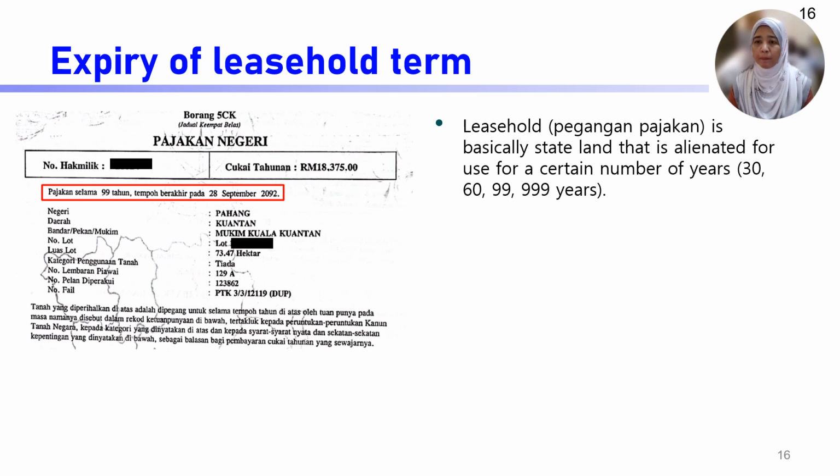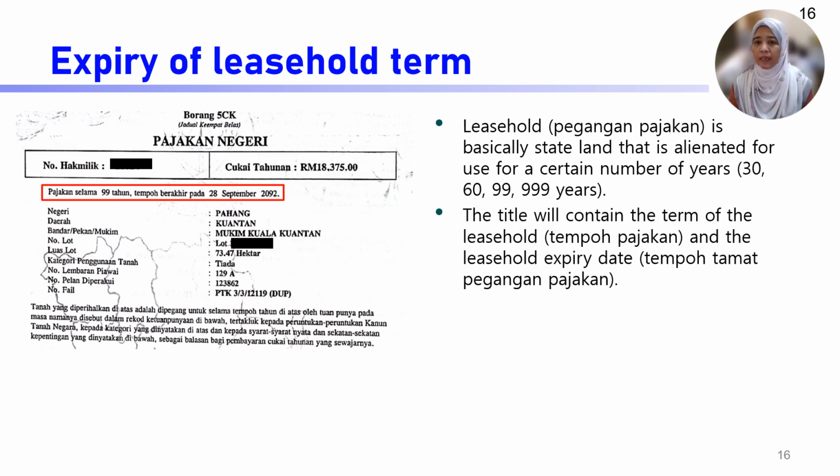Now, the leasehold or pegangan pajakan is basically state land that is alienated for use for a certain number of years, hanya untuk beberapa tahun tertentu sahaja, and the bilangan tahun tu telah ditentukan and must appear on the form, either 5CK or EK just now, right? So we have 30 years, 60 years, 99 years, or 999 years. And as I mentioned, we have the tempoh pajakan, the term of the leasehold. The date of the expiry, which is tempoh tamat pegangan pajakan tersebut.